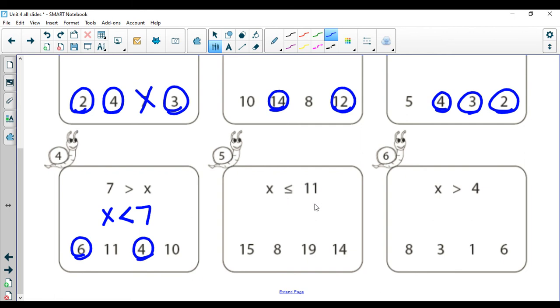x is less than or equal to 11. So which numbers are less than or equal to 11? The only one here that would work is an 8. In the last example, x is greater than 4. So numbers greater than 4 in this list are 8 and 6. And that wraps it up then for lesson 4.1, Intro to Inequalities.